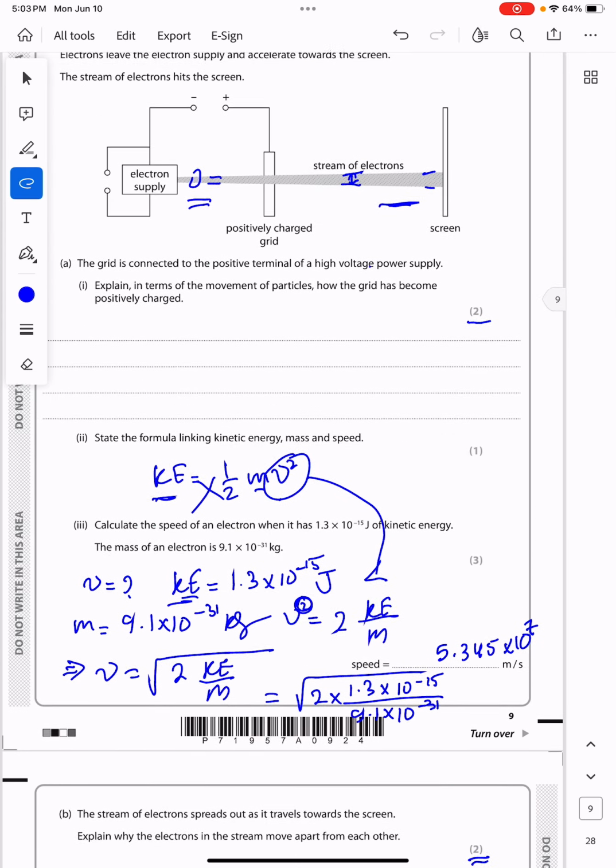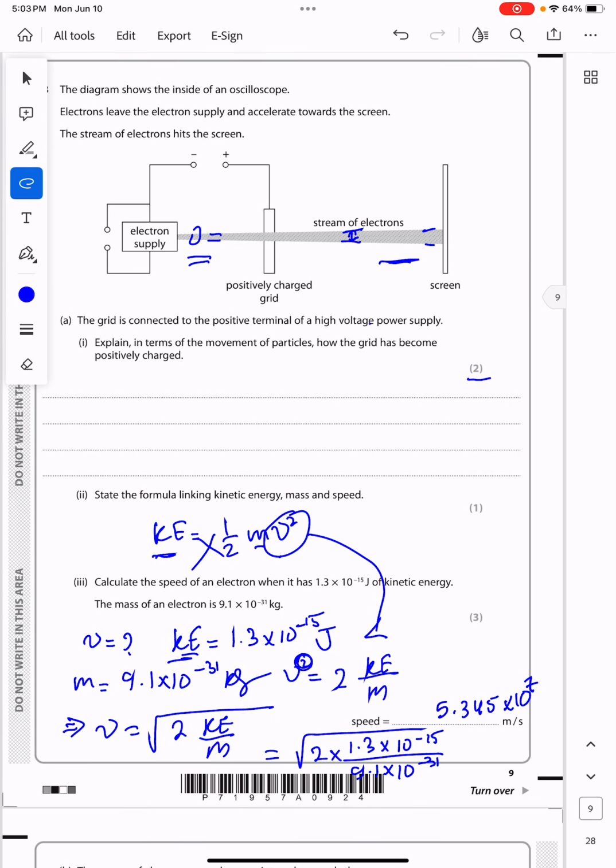I hope it is clear. If there is any problem regarding this one, you can ask me anytime. And I believe that you know now that you can solve it, even though you don't know that much about oscilloscopes.